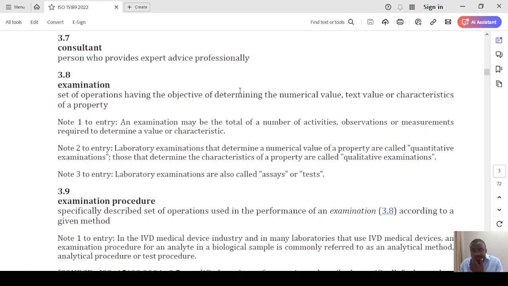A consultant, which you are expected to be at the end of this program, is a person who provides expert advice. So you are going to provide expertise with regards to quality management systems.